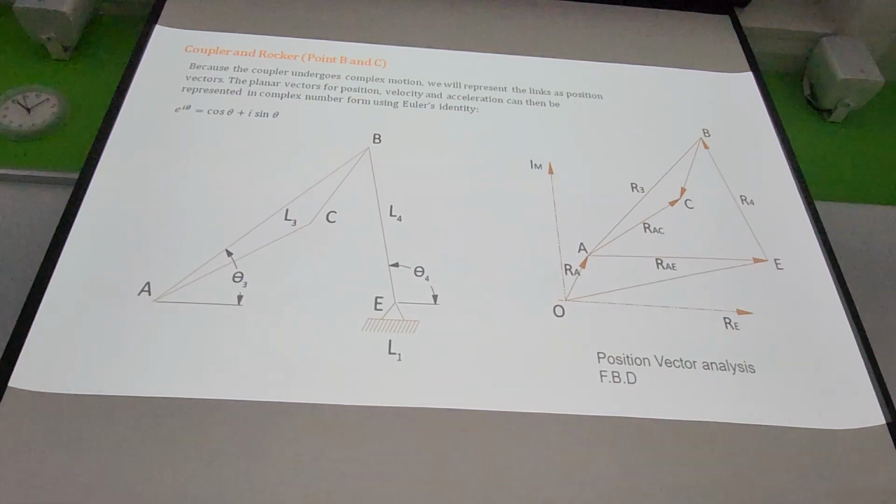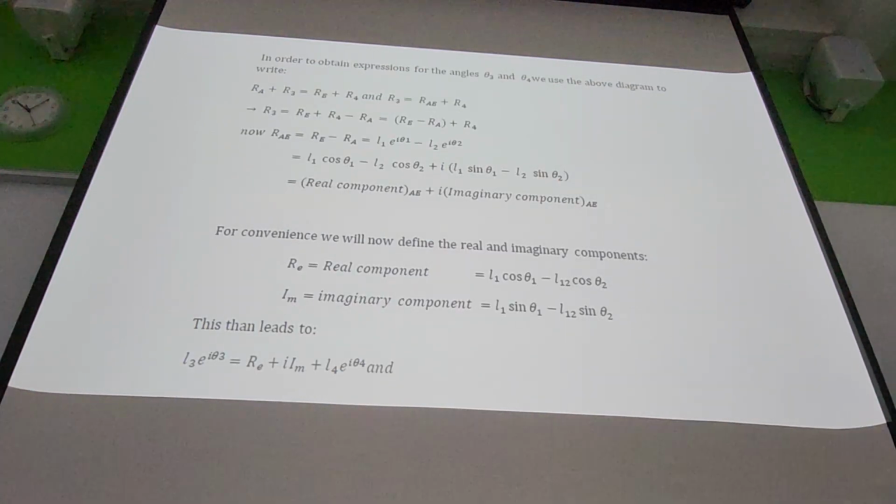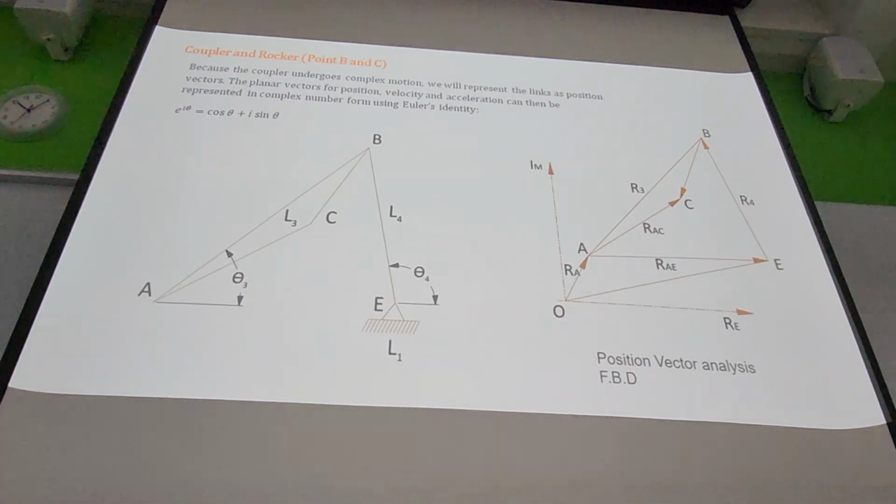Okay, with all this information, you can move on to the coupler and rocker for points B and C. So this is point B and C, and you are linking points B and C. We know Euler's identity, the complex notation e to the power i theta, which can be written as cosine theta plus i sin theta. So now you can write RA plus RB, R3. This is the position vector A plus R3, RE plus R4. You can refer here to what RA, RB, RC are.